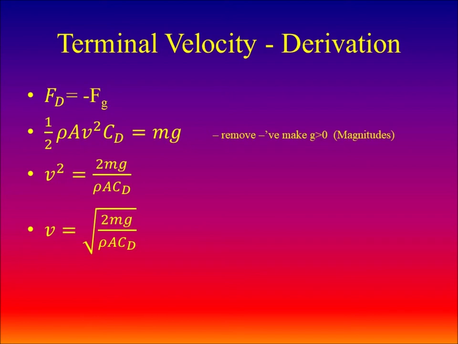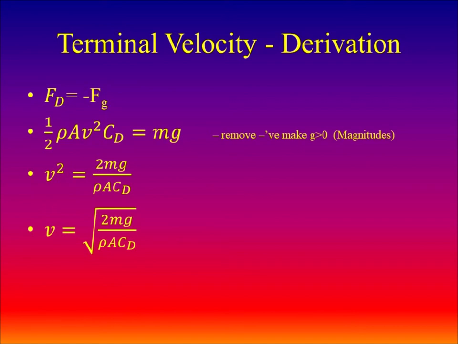Now what is interesting here is notice that the mass is a factor in how much you are pulled down by gravity, but it isn't a factor in how much you're affected by the force of drag. And so the mass remains as a factor of the terminal velocity. And we can go back and look at this now.